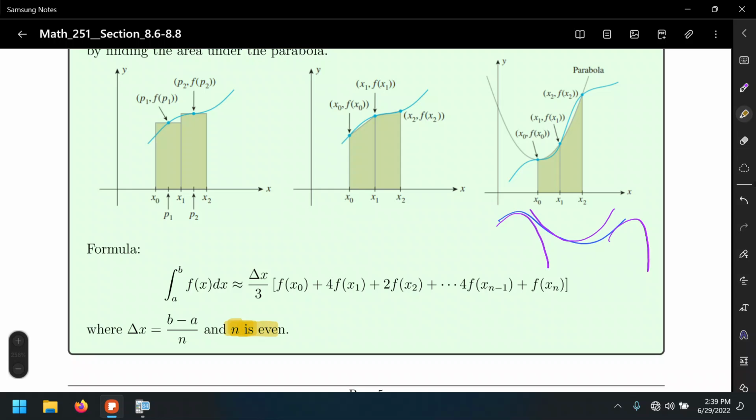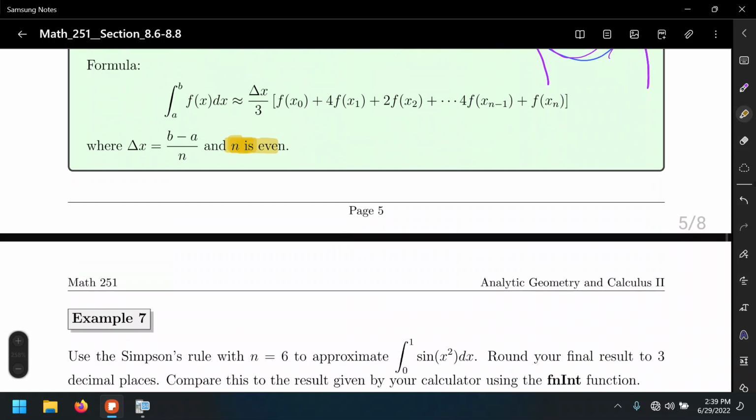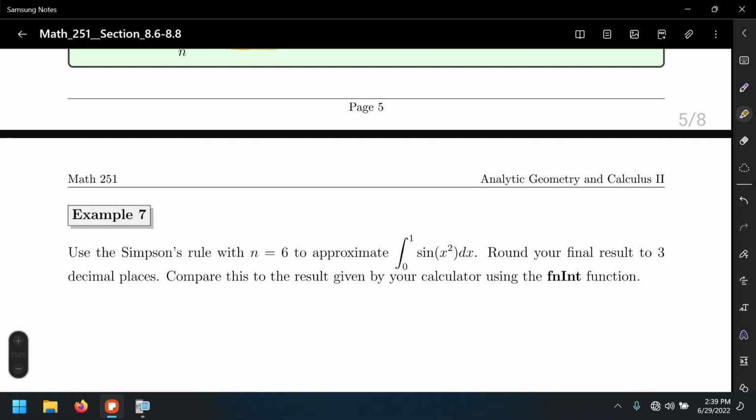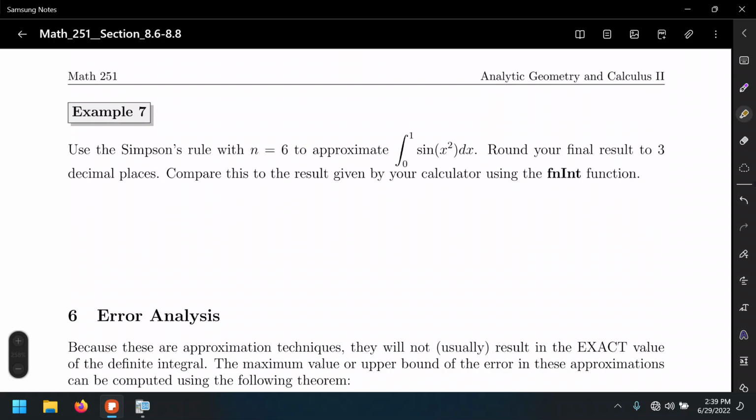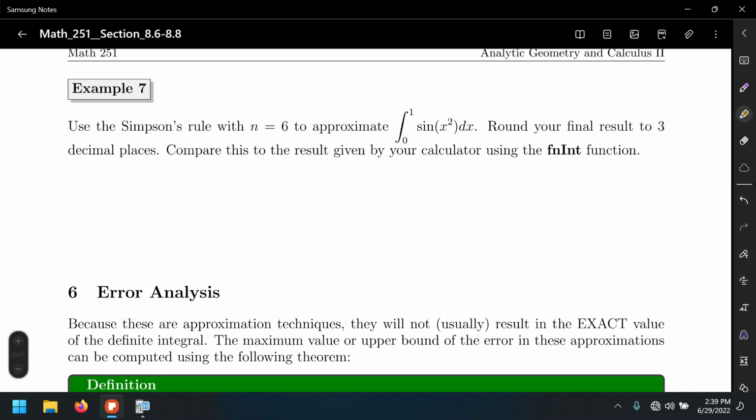Alright, so you'll see how this works. Let's use the Simpson's rule for the previous example, the integral from 0 to 1 of sine of x squared, and then of course let's round it to 3 decimal places and compare our result with FNINT. Alright, so in this case, let me draw the same picture again, the same graph.